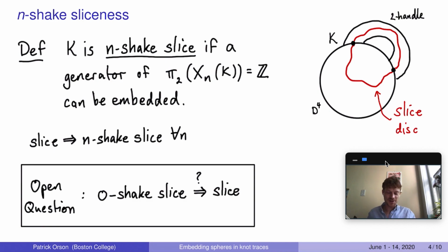You feel like you should be able to maneuver this embedded sphere into such a position that you can see this disk, but that's an open question, in both categories, smooth and topological.